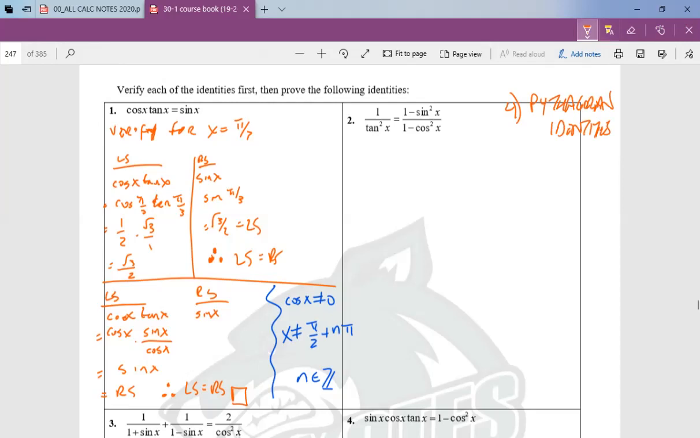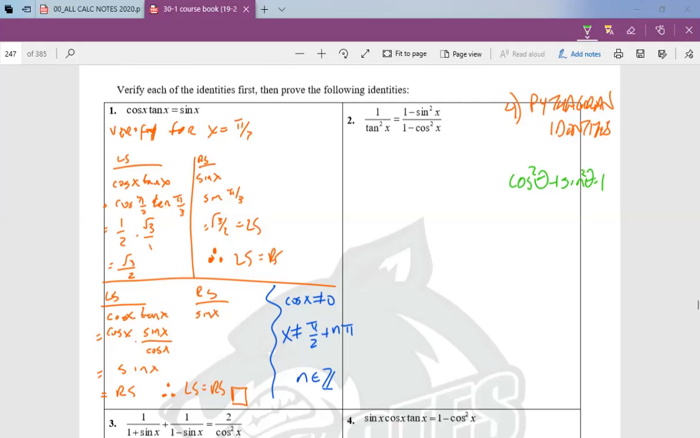What did we have for Pythagorean identities? When we looked at this the other day, we said that cos squared theta plus sine squared theta is equal to 1. And then any other combinations of that. So therefore, cos squared theta is 1 minus sine squared theta. Sine squared theta equals 1 minus cos squared theta. And so we can use those things to replace stuff that we have going on.